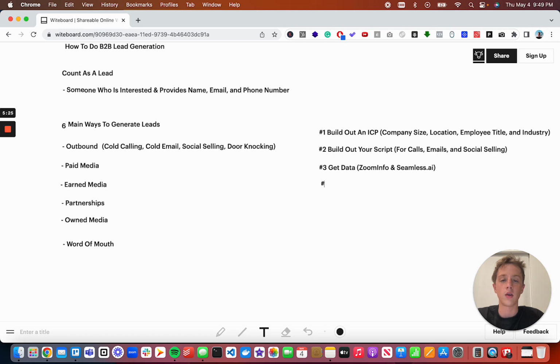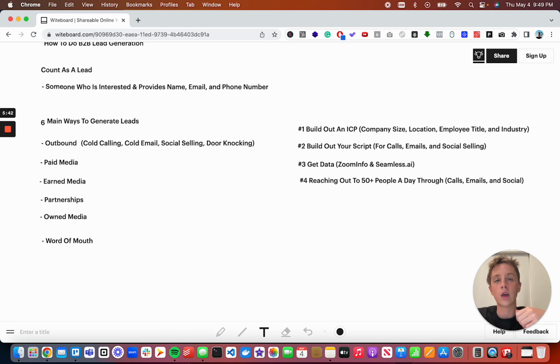And then the fourth thing is really reaching out to at least 50 plus people a day through, like I said, calls, emails, and social. This is one-on-one messages, so just making calls. And really, when you're calling, you want to either be calling their mobile number, which is information you're going to get, or their office number. Calling a business line directly doesn't really work at all, especially if you're selling to bigger companies. So you're going to want to call mobile numbers or office numbers. You're going to want to email their business emails, and you're going to want to really connect to any social media account.